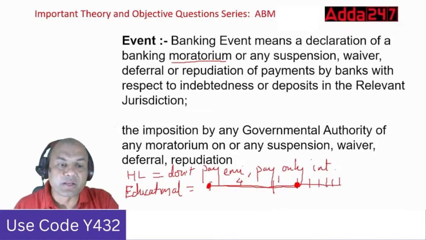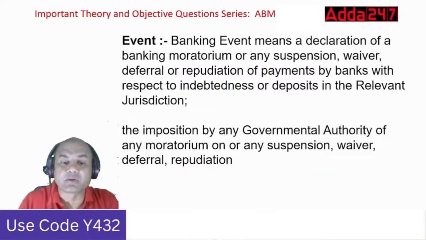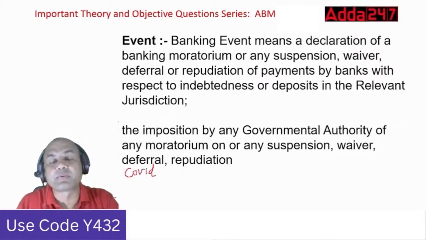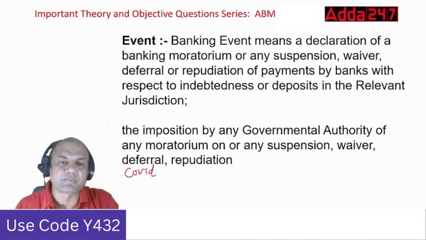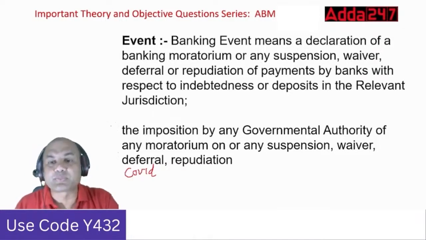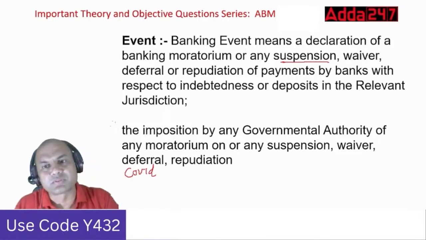Where else do we find a moratorium? We found it during COVID time. What happened? The government deferred the interest payment of many clients. Deferred. So don't pay for those 2 years, pay it later. That is again a moratorium. Or any suspension. Suspension means what? Directly suspended, not to pay right now. It can be called similar to a moratorium also.